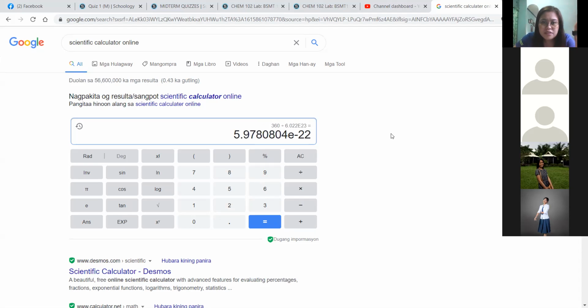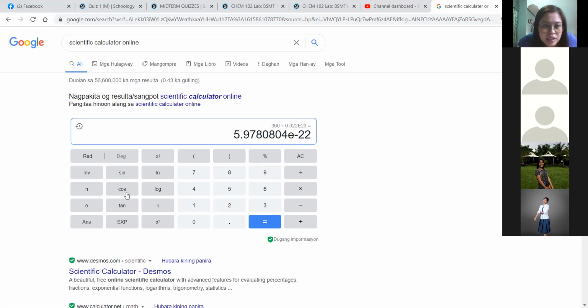And then, equals lang. So, tama tong answer sa screen kagaina. I-round off lang nato: 5.98 times 10, kanang E again referring to times 10, raised to the power of negative 22. So, anaon ninyo siya pag-input.